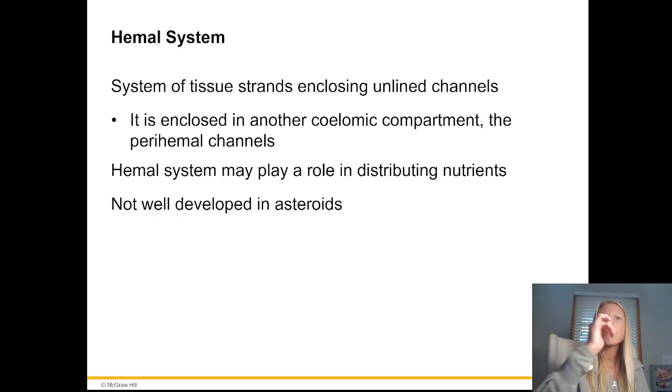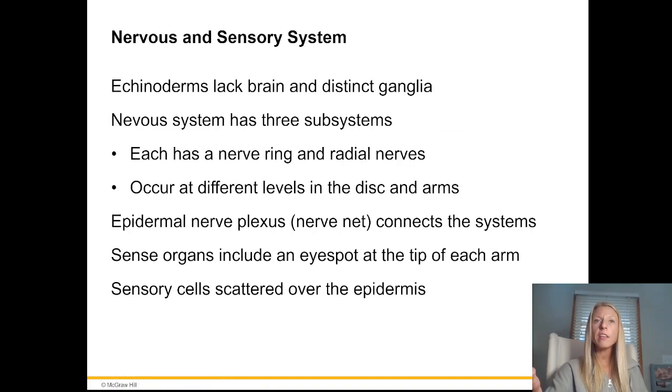Okay, so they have a hemal system, which is a system of tissue strands enclosing unlined channels. This is not well developed in the asteroids. Echinoderms generally lack a brain and distinct ganglia, so we aren't as advanced neurologically here. We have 3 subsystems, a nerve ring and radial nerves, and these occur at different levels in the disc and the arms. There is a nerve net or a nerve plexus that connects all the systems, and this does include an eye spot at the tip of each arm. And they also have sensory cells scattered all over their epidermis.